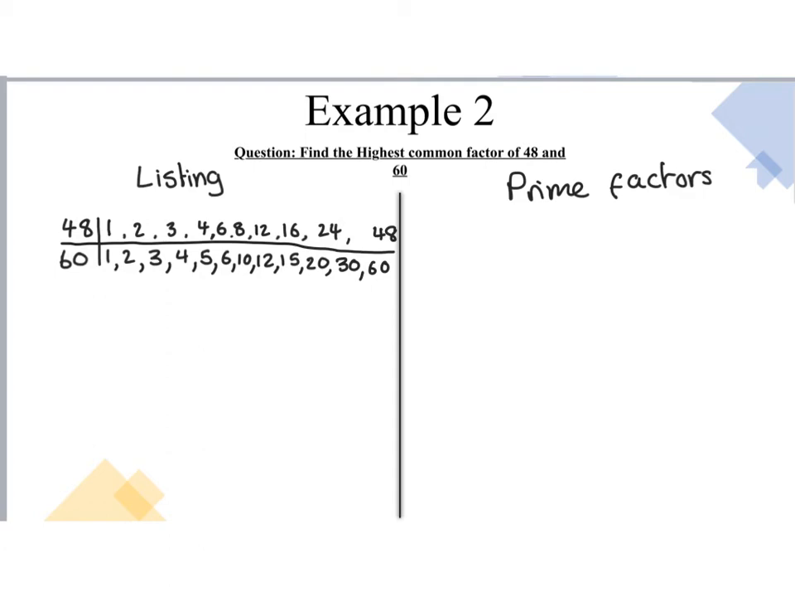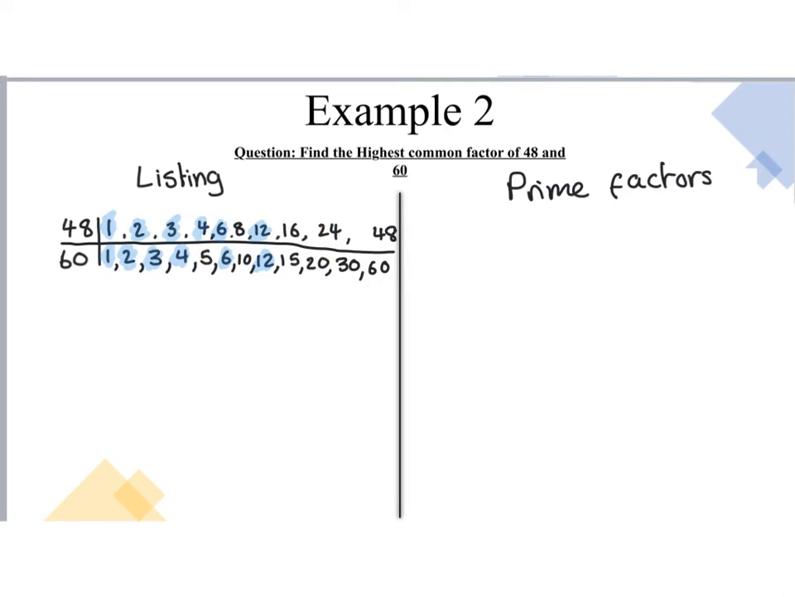So common means same, so the same factors of 48 and 60. For example, 1 is a common factor as it's in both lists. 2, 3, 4, 6, and 12. Let's have a quick look and make sure that there aren't any missing. Perfect. A good technique previously is to put these in order so it's really easy to see. For example, that 5 isn't up here, 24 isn't down here.